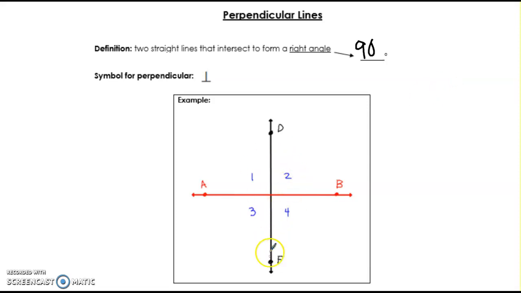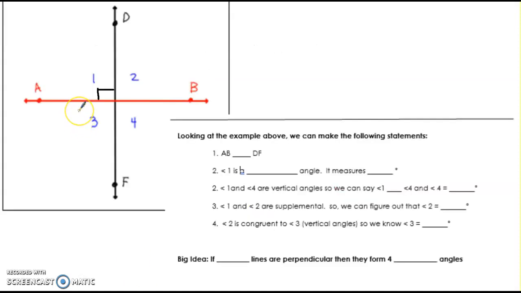So here's an example here in your notes. And I believe in your note packet we have angle 1 here has this additional symbol, which is the symbol for a right angle. So looking at that picture, we're going to look at the following statements, and we're actually going to start with number 2 here. Number 2 says angle 1 is a blank angle. And again, it has this symbol in your packet, which is a giveaway that it is a right angle, and it measures 90 degrees. Again, that symbol means that it's 90 degrees.